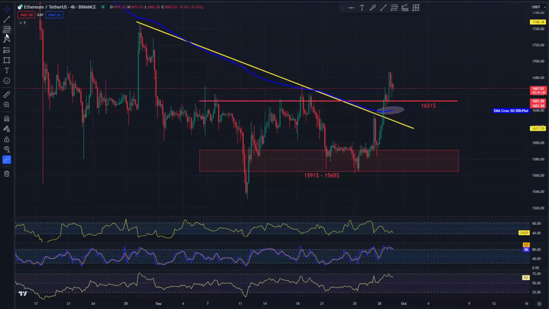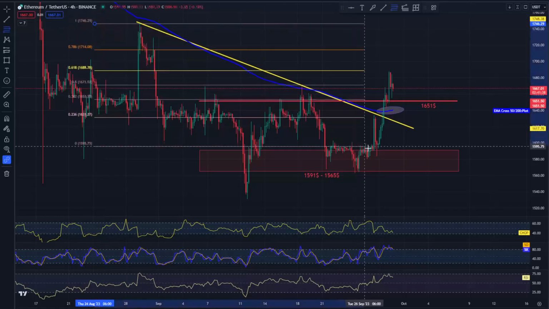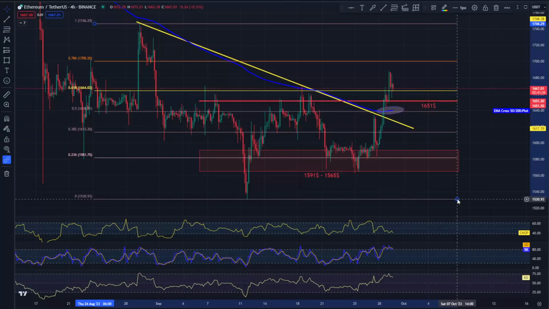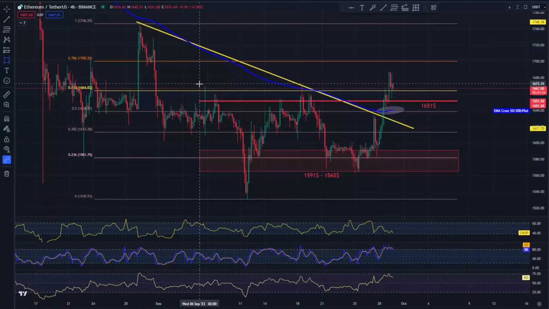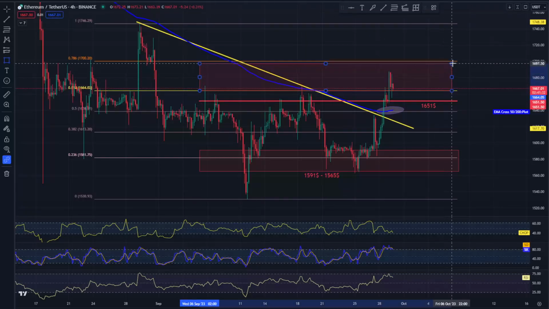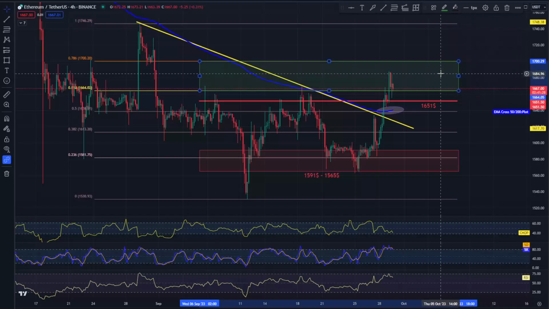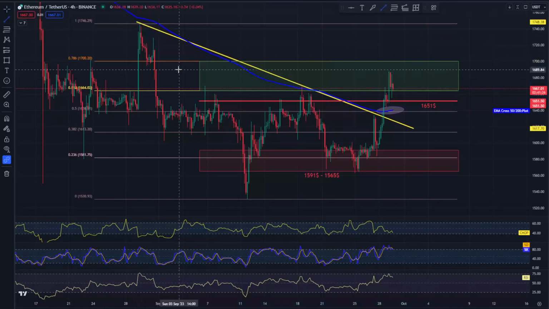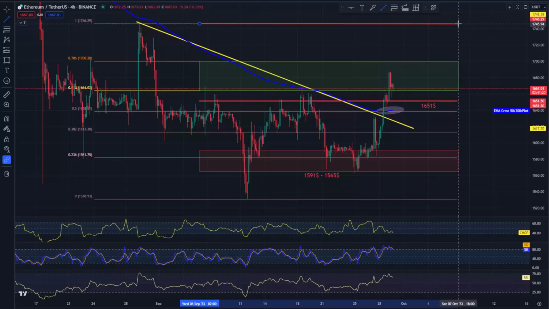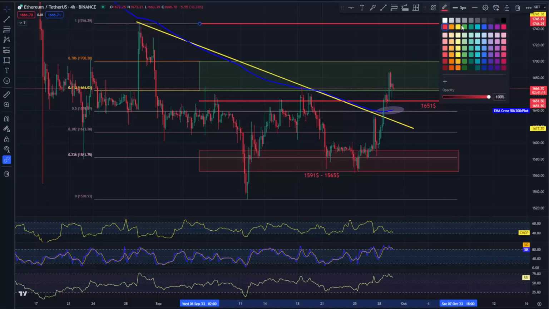Looking the other way, we can similarly mark places where the price should encounter resistance on the way up. And here you can see that the price is fighting in a very strong resistance zone from $1,664 to $1,700. Only when we break out of it can we see an increase to the resistance level of $1,746.